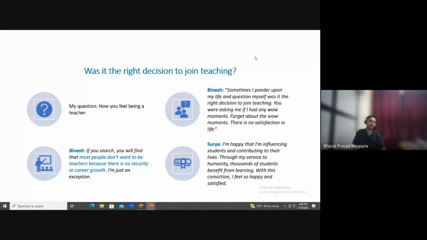When I asked one question, how do you feel being a teacher at present? One of the participants, Binas, shared, if you search, you will find that most people don't want to be teachers because there is no security or career growth. I'm just an exception. Yes, he has a good career, right? That's what he said. Yeah, I have a good career, but I'm just an exceptional teacher. But there are many teachers who do not have a good career, right?